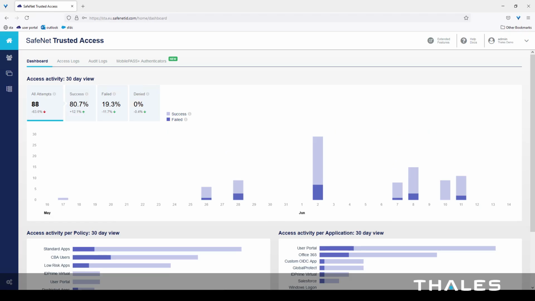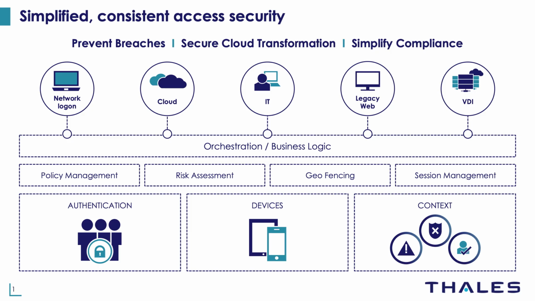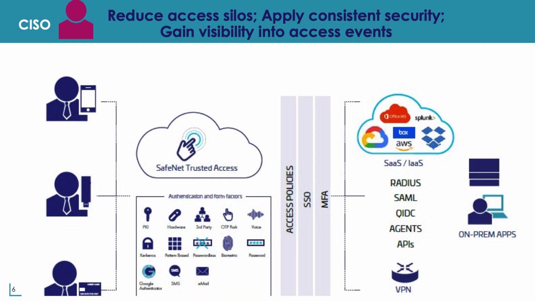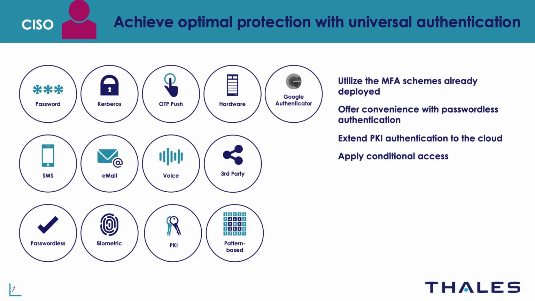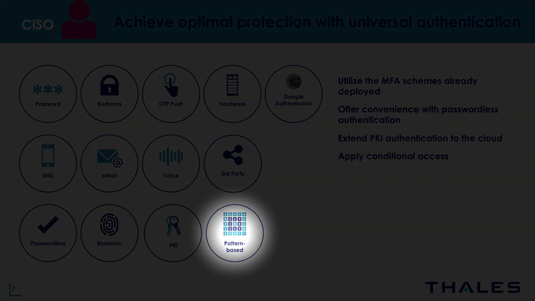Today's session, we are going to show you how SafeNet Trusted Access can protect any applications that you may have, including Windows Logon and GlobalProtect VPN. It is worth mentioning that SafeNet Trusted Access is a fully cloud solution which does not require any footprint on premise. In this demo, we will focus on our pattern-based token called GridSure.